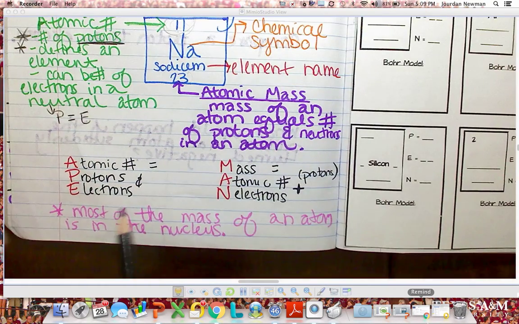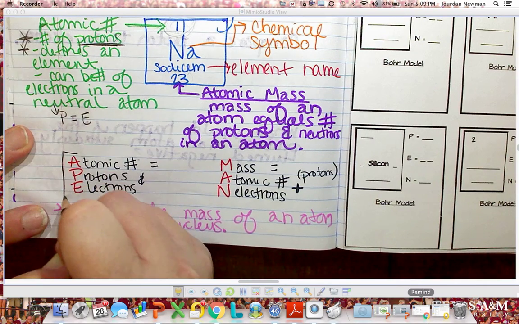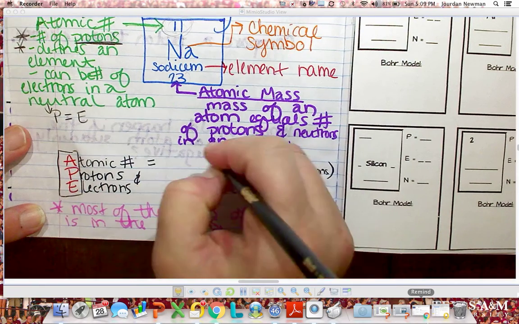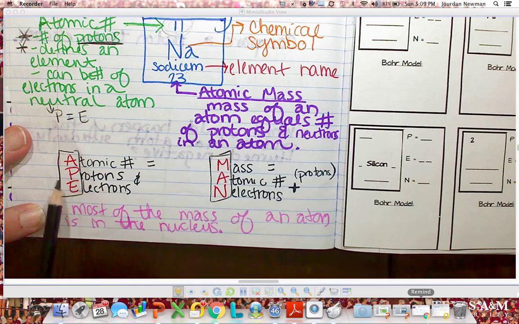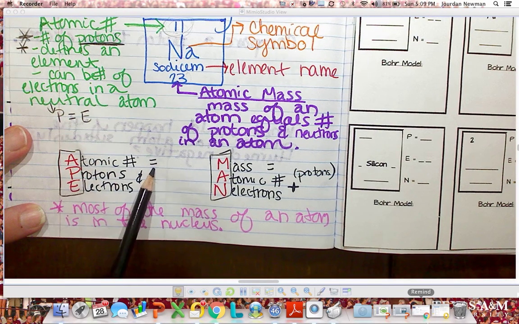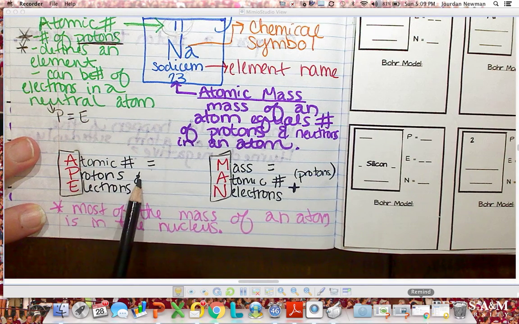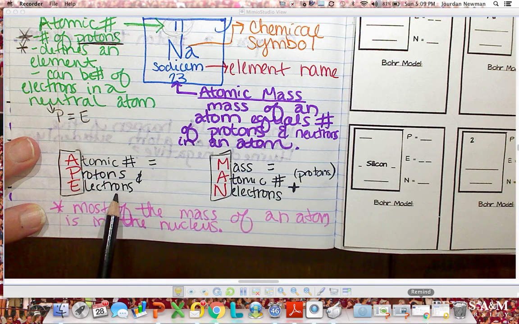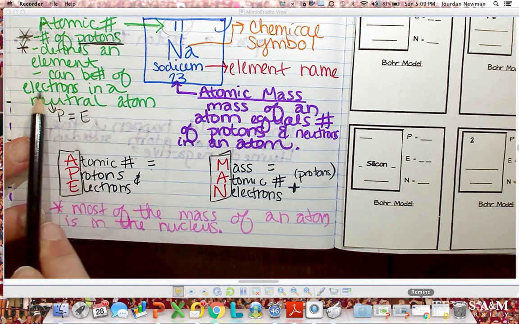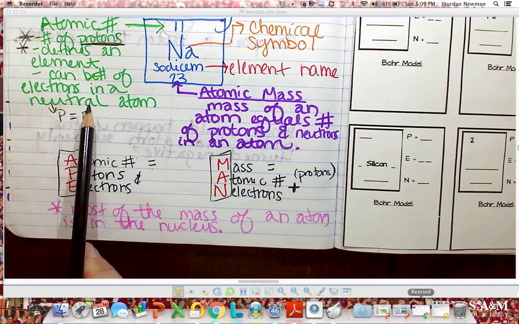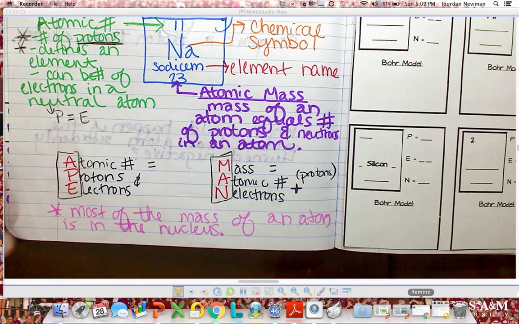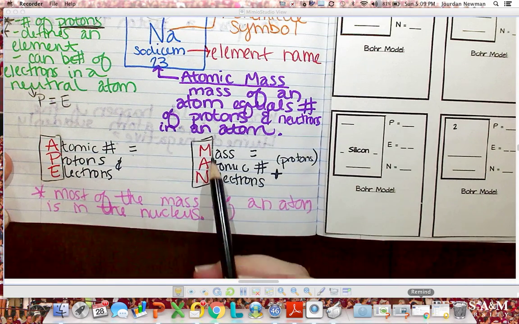Okay, a great way to remember it is some acronyms here. We have APE-MAN. APE: the atomic number is equal to our protons and our electrons. Remember, only in a neutral atom, and we're only going to be dealing with neutral atoms today.